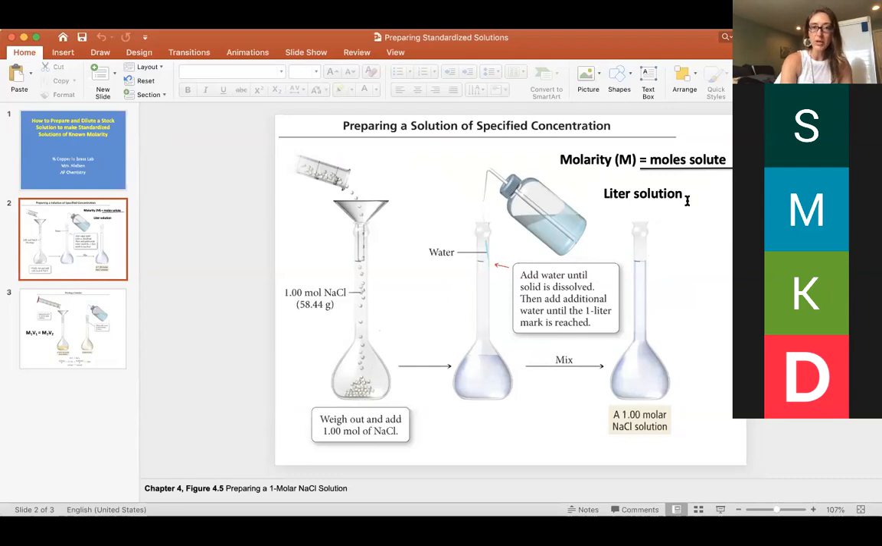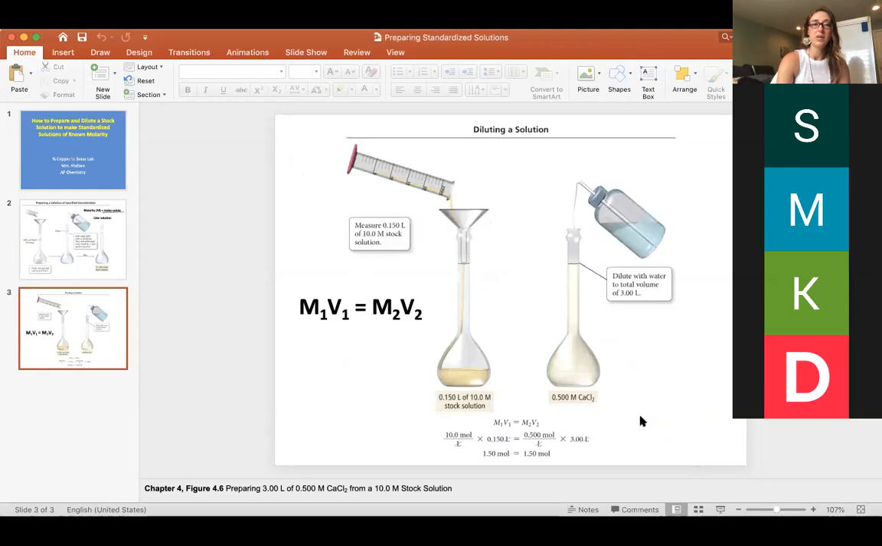So I'd go get a liter volumetric flask. I'd put 58.44 grams of salt in it, and then you fill it with your distilled water all the way to the line, shake it up, and bam, you've got this 1 molar sodium chloride solution. Okay, and that's it. This is what it would look like.